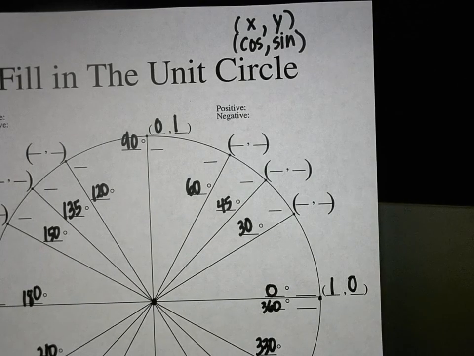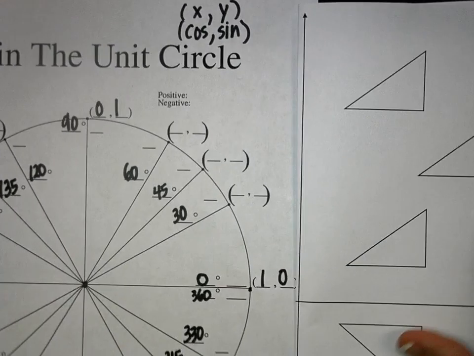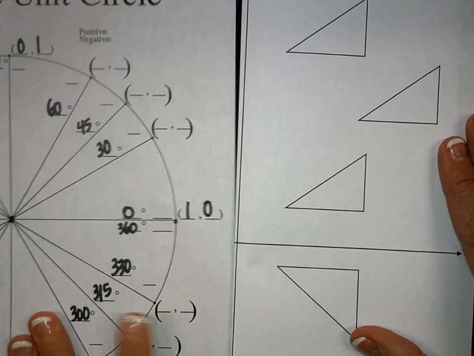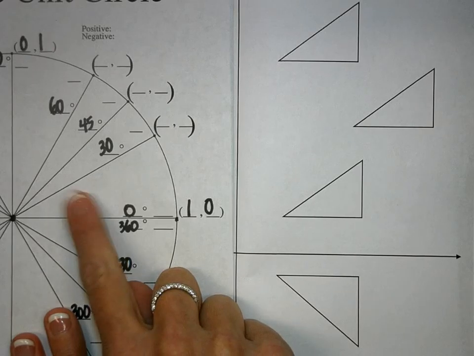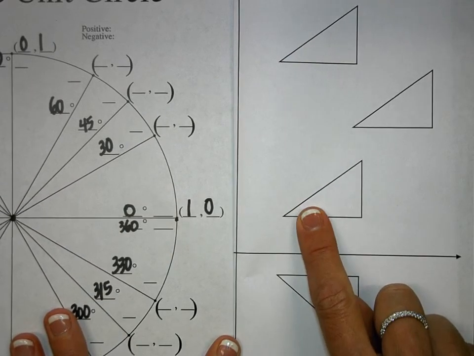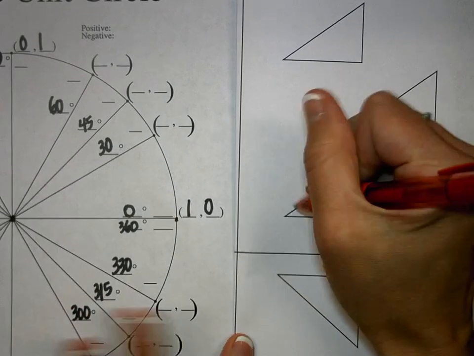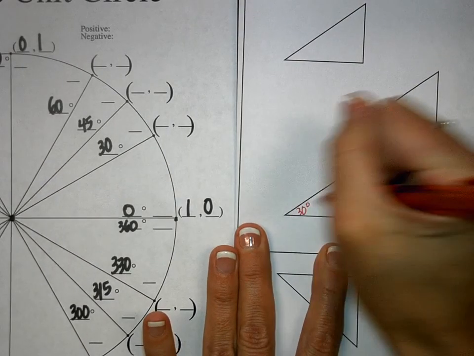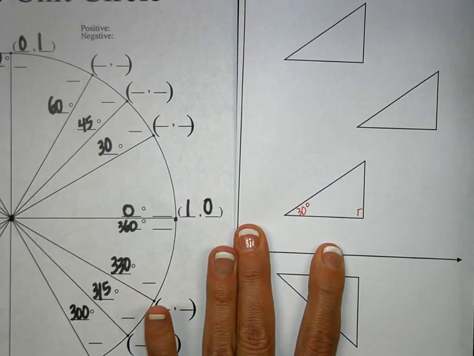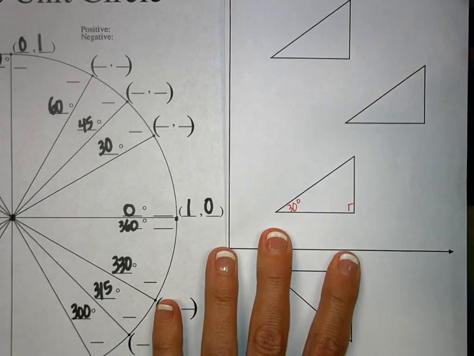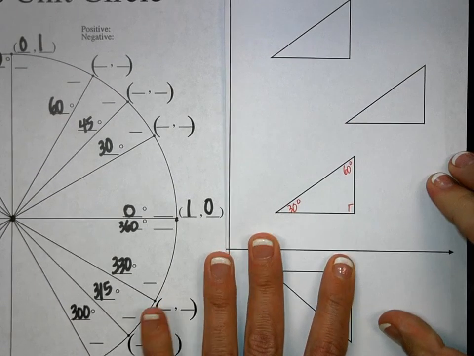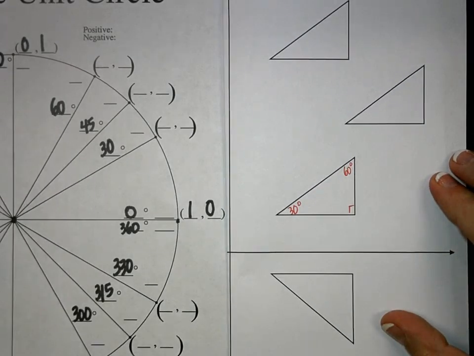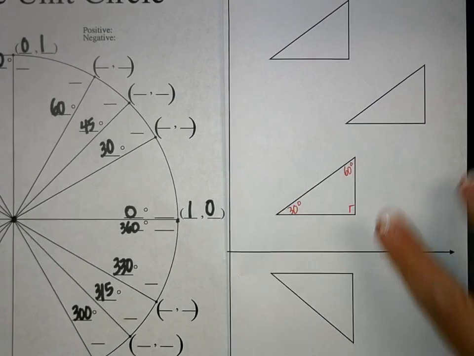So, starting here in our first quadrant, my first angle is down here. Okay? And so we're going to go with this first triangle right here. The bottom angle here is 30 degrees, which means that the top is what? 60 degrees.